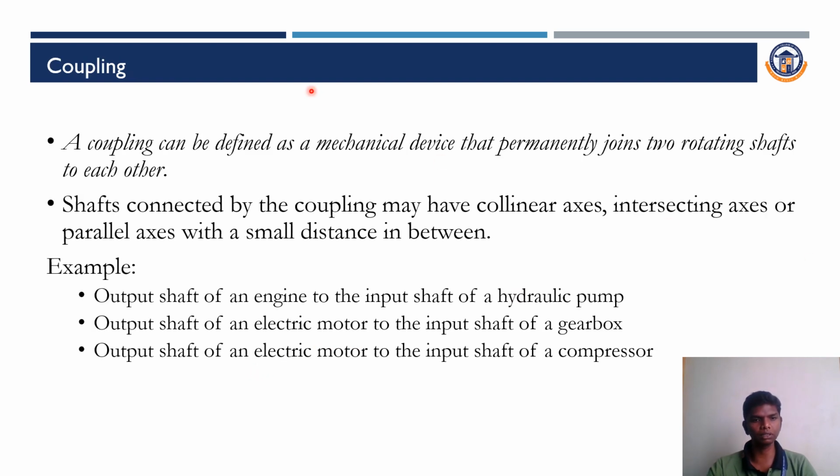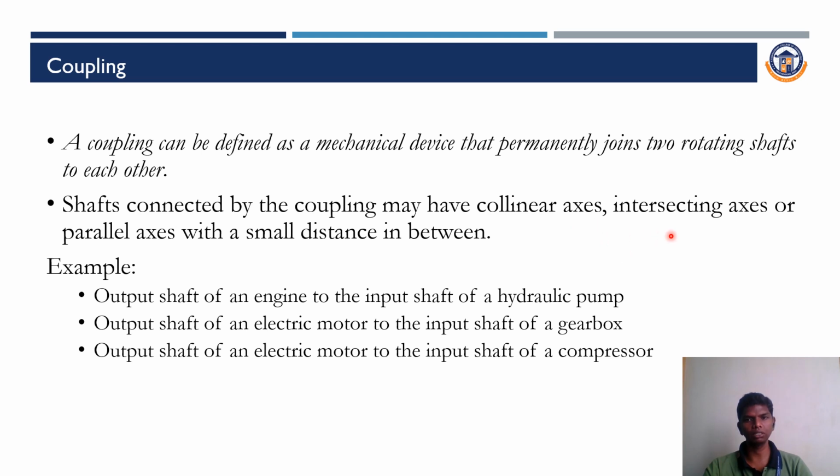And the last topic is coupling. Coupling can be defined as a mechanical device that permanently joins two rotating shafts to each other. The shafts connected by the coupling may have a collinear axis, an intersecting axis, or a parallel axis with a small distance in between. By this axis method only, the coupling action happens.